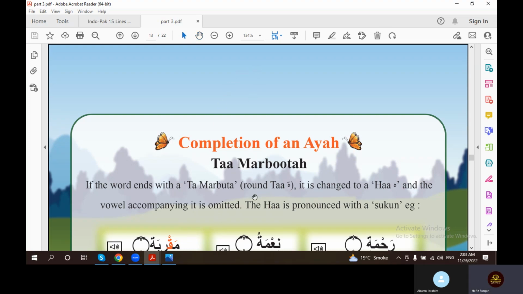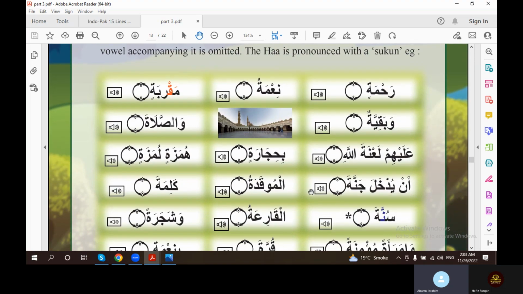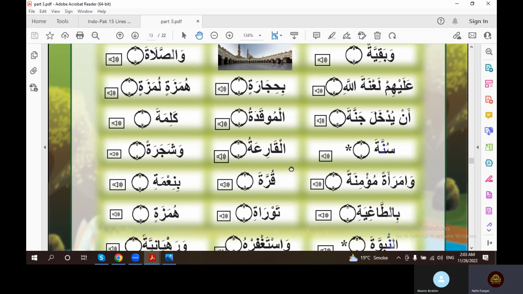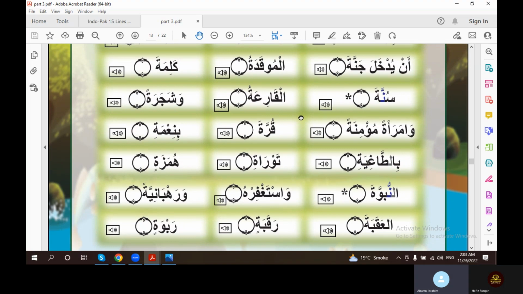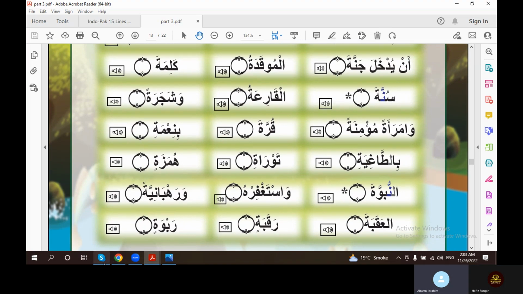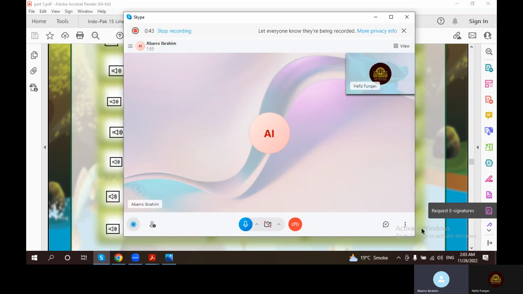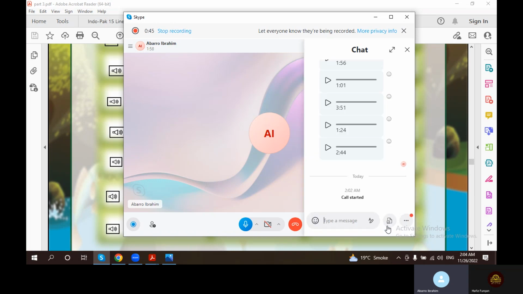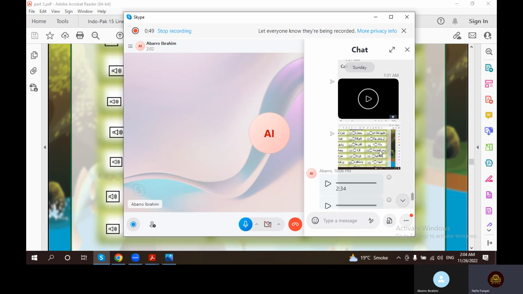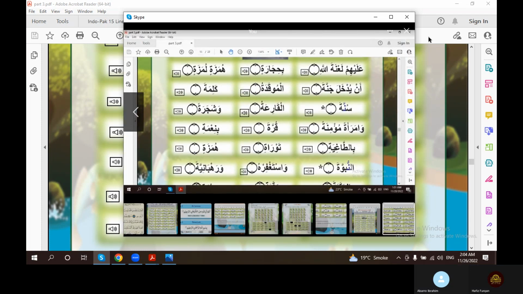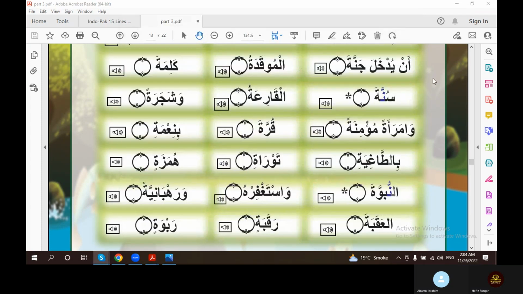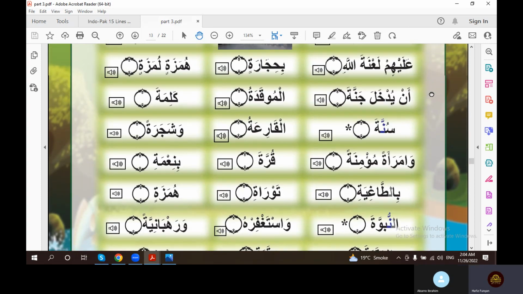In last class, we learned about the round ta and how we stop at round ta, right? Can you tell me first how do we stop at round ta? We change the round ta into a ha sukun, right? Yes. Good. Now start reading from here.